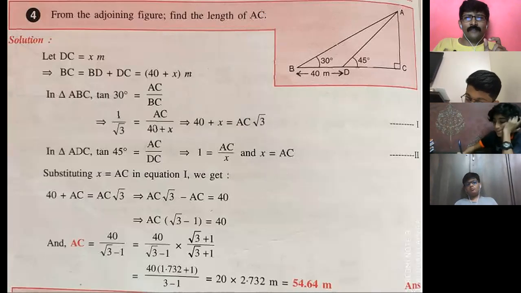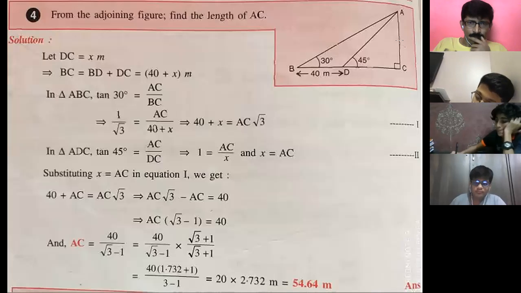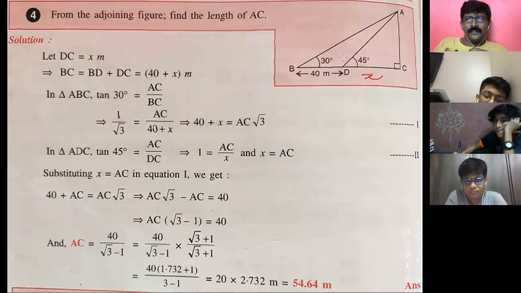And what would we calculate? We have to calculate the length of AC. Now, how to find the length of AC? See, we don't know. So first of all, we will consider this side CD as X. So suppose this is X. And understand, students, this is 90 degrees, this is 45.